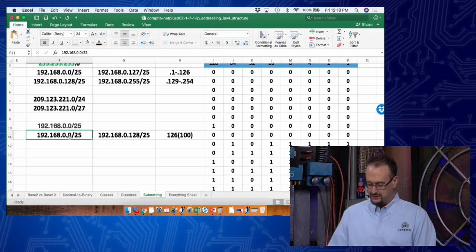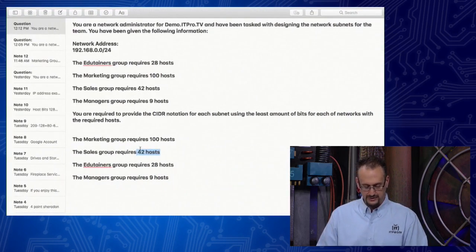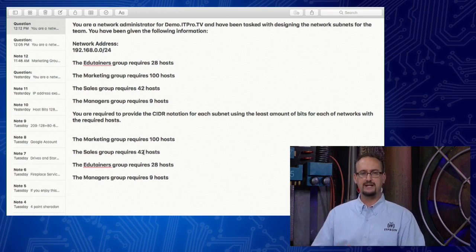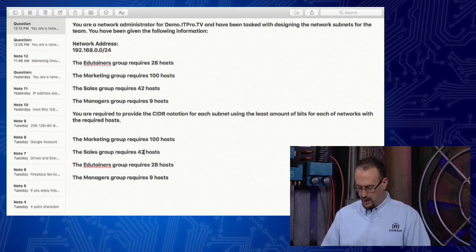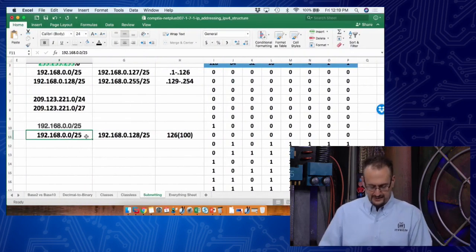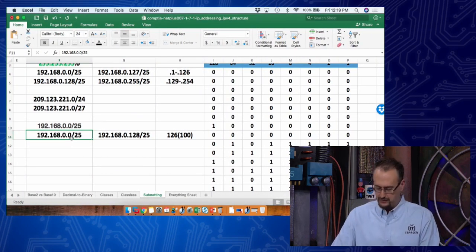So the next thing I'm going to do is go ahead with 42 hosts, and I'm going to figure out how many bits I need in order to accomplish 42 hosts on a network, all right? Since I'm going to put those 100 computers in this very first network, that means I still have this other network that I can work with.